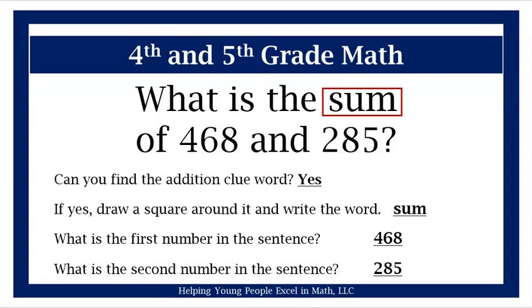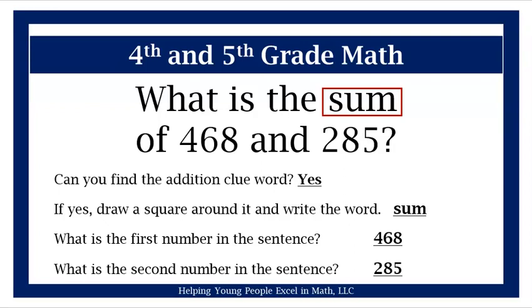Do we have an addition clue word? Yes, we do. And what is it? It's sum. We put a square around the word sum, which means addition or to add. The first number in the sentence is 468, and the second number is 285. So let's set up our word problem.